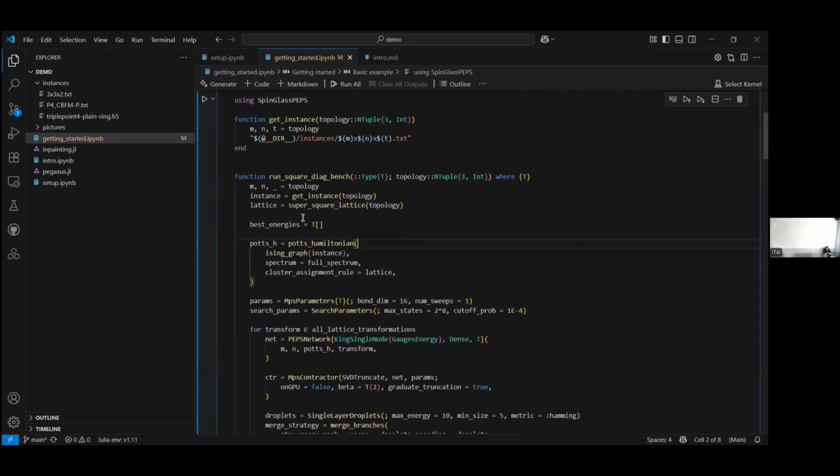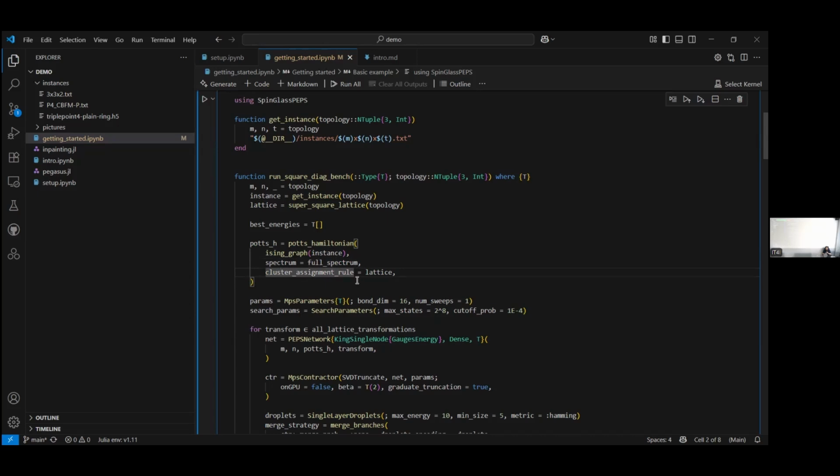So first of all, when we are defining the Potts Hamiltonian, that is the step shown at the beginning, which is translating the Ising model into the Potts Hamiltonian. What we have to do is feed it this Ising graph with the instance. The spectrum with full spectrum we can think of as a default parameter, but here it means that we are not performing loopy belief propagation. We are just taking it as it is.